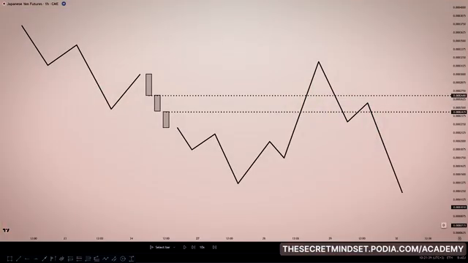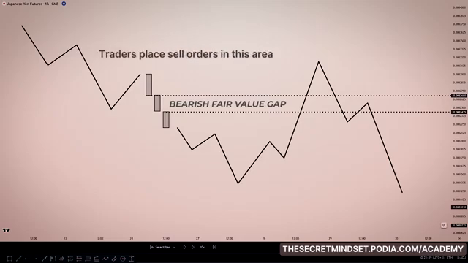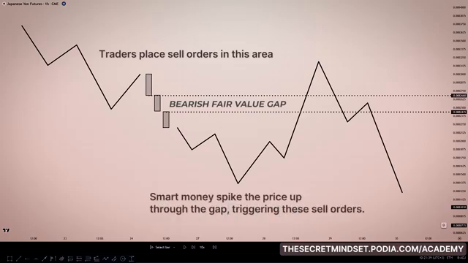The same happens with bearish fair value gaps above the current price. Traders often place sell orders in these areas. Smart money might spike the price up through the gap, triggering these sell orders. That's why maybe 90% of fair value gaps fail, but that's a topic for another video.